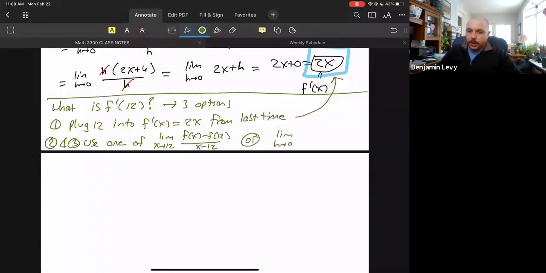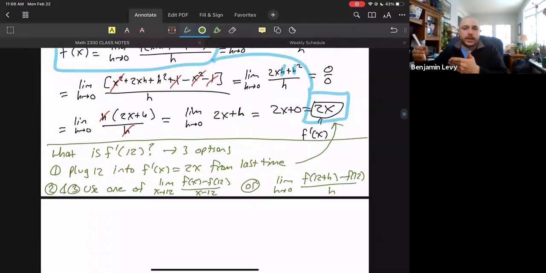Right, so I'm just writing down the three things I showed you just a second ago, but specifically applied to this case. And so those are the three options. We either take the function we calculated last time, which was just 2x, and we can plug any number into that to figure out the instantaneous rate of change in this particular function. Or we can do more work, but we can still use one of these limit definitions, right? Either this thing or this thing, to calculate at that specific point.